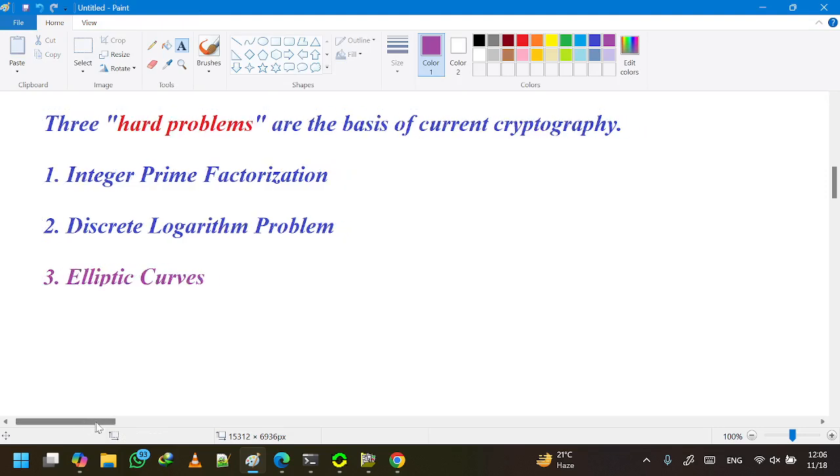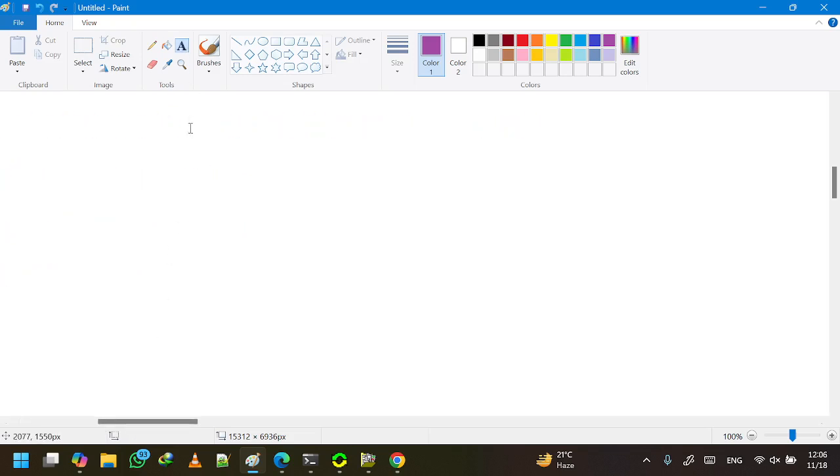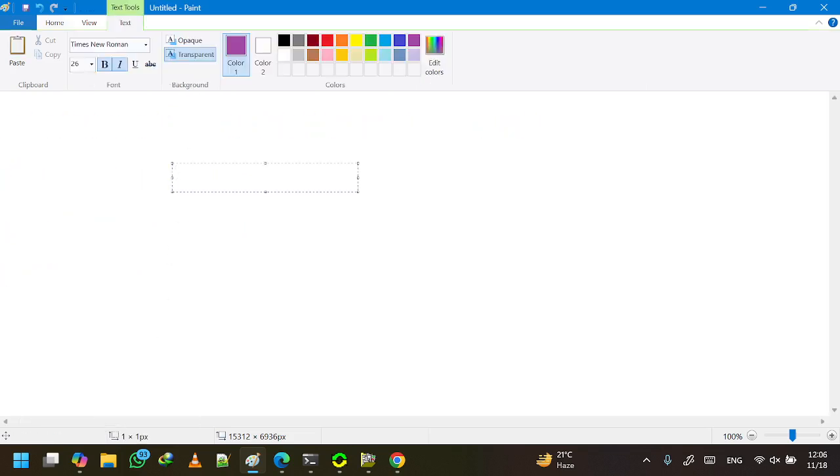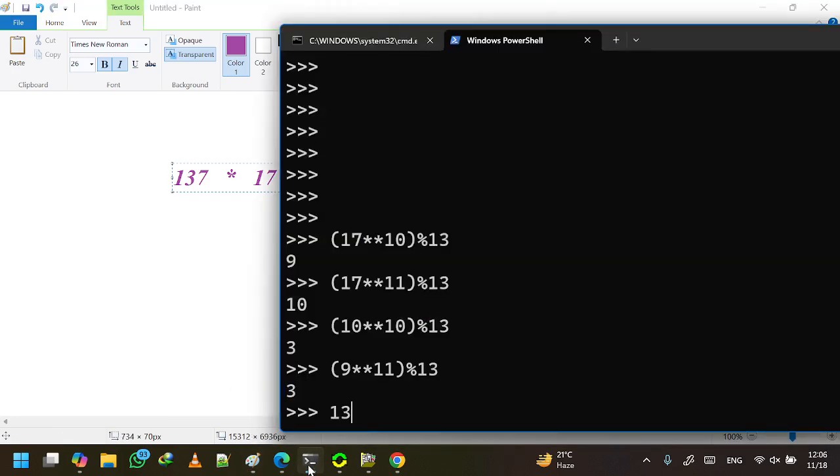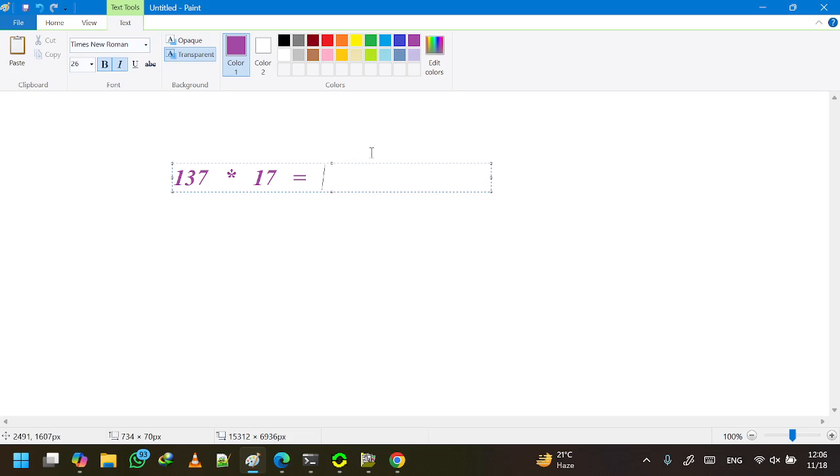So now integer factorization is quite easy to understand. Imagine we have two large prime numbers, for example 137. I don't know if it is a prime or not. And if you are given another prime number, let us say 17. Now it's easy to calculate the result of 137 multiplied by 17. It's 2329. Now it's quite easy to calculate this value.